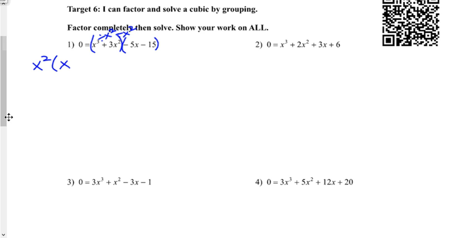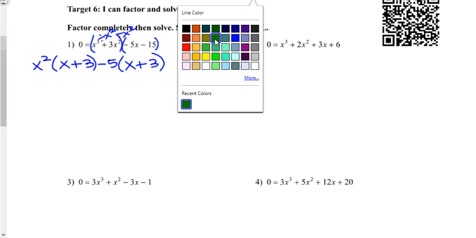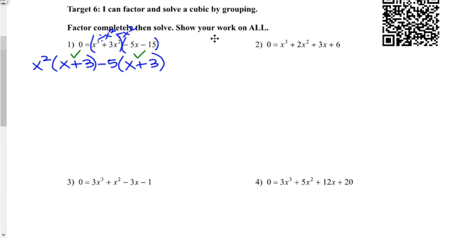is x plus 3. And then because my leading term in the second group is negative, I'm also going to factor out a negative in addition to whatever number I factor out. In this case, I can factor a 5 out. 5 goes into 5 and 15. I'm left with x plus 3. And oh look, if you notice, x plus 3 and x plus 3 are the same thing. So I'm pretty much done at this point.